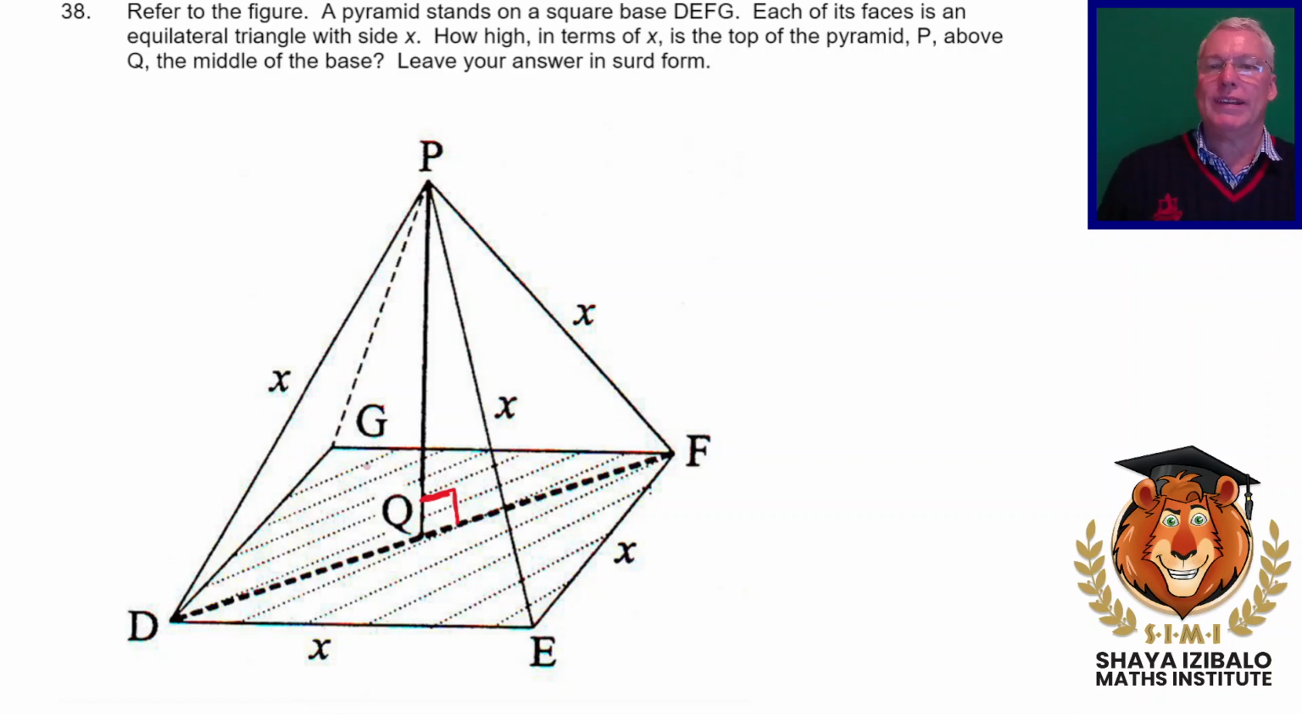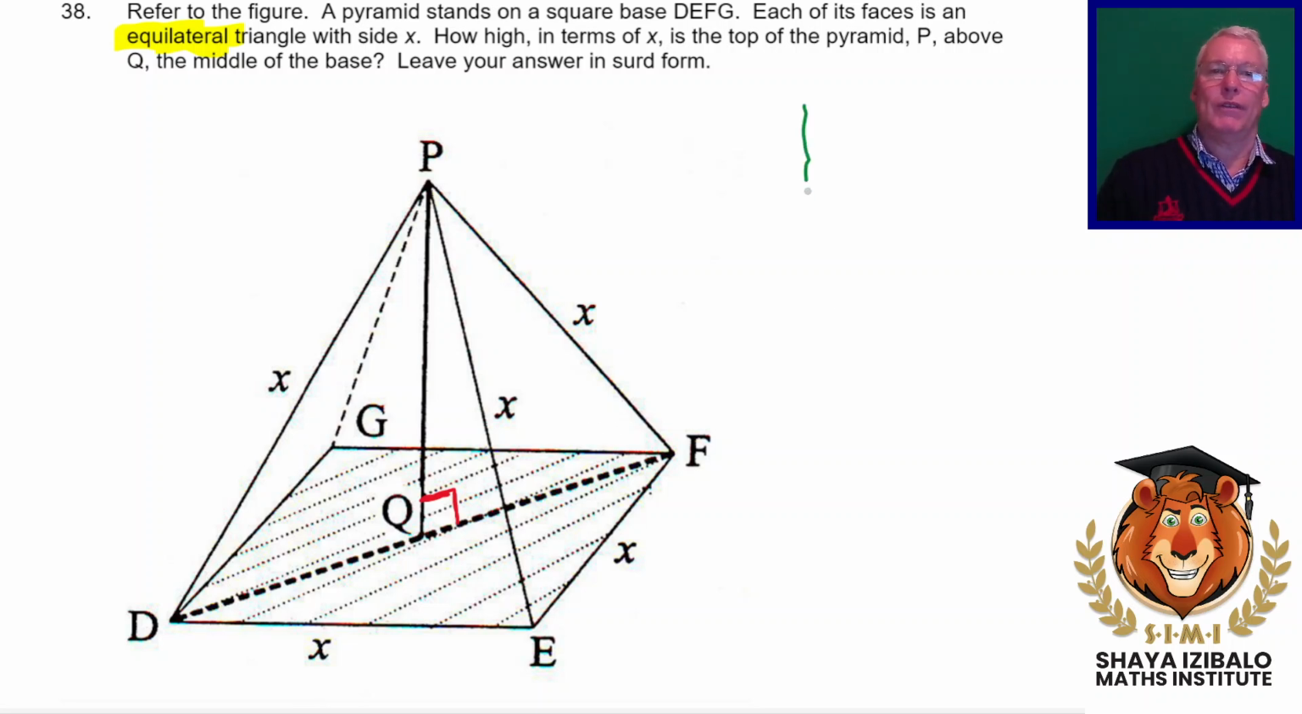And we've got all these lengths of x. These lengths of x are not only the sides of the base, but they're also the sides of the triangular sides. The triangular sides are equilateral triangles. So each of the faces is an equilateral triangle, so all the sides are x.